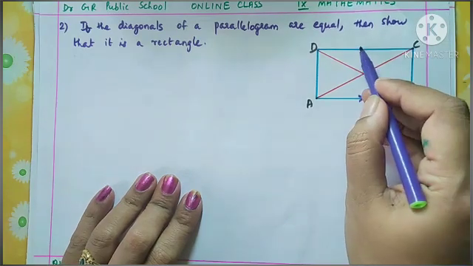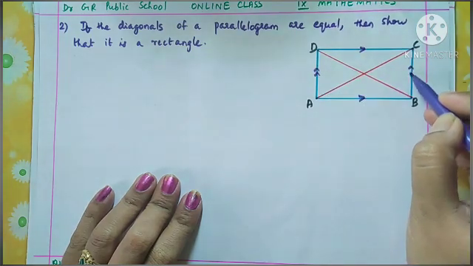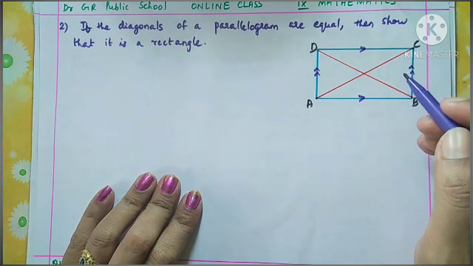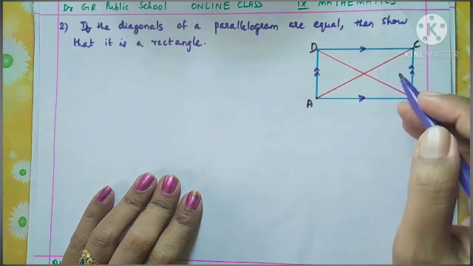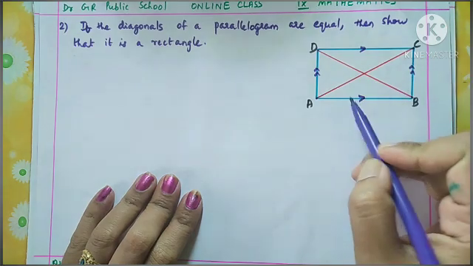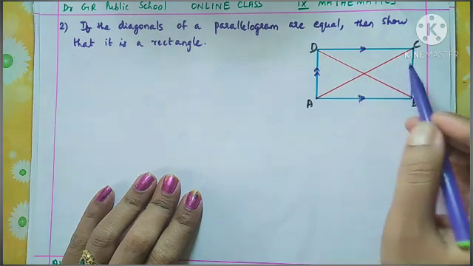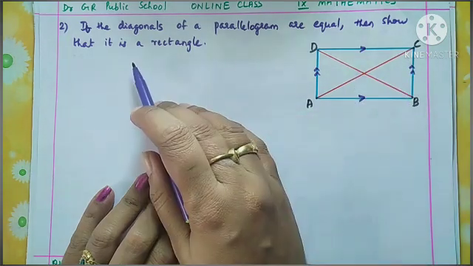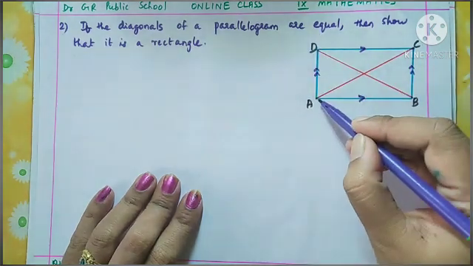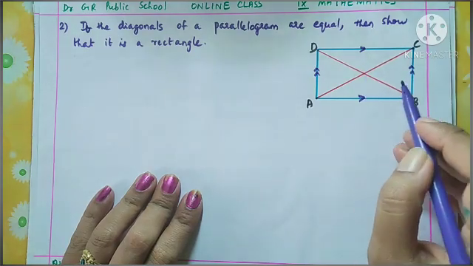This is a parallelogram, so opposite sides are equal and parallel. You know from the properties, recall whenever you do any problems or theorems related to any shape, you just recall all the properties of that quadrilateral. So here, parallelogram, so you recall all the properties: opposite sides are equal and parallel. And what is given? The diagonals of a parallelogram are equal. So what are the diagonals here? AC and BD. So diagonals are also given here as equal length.